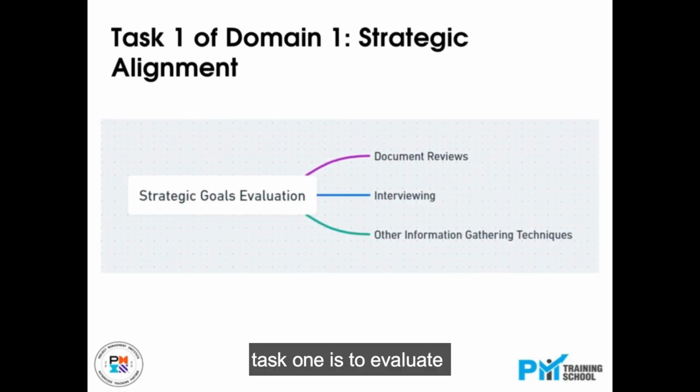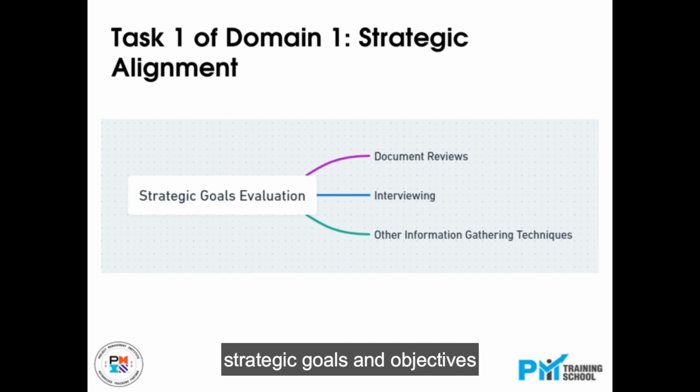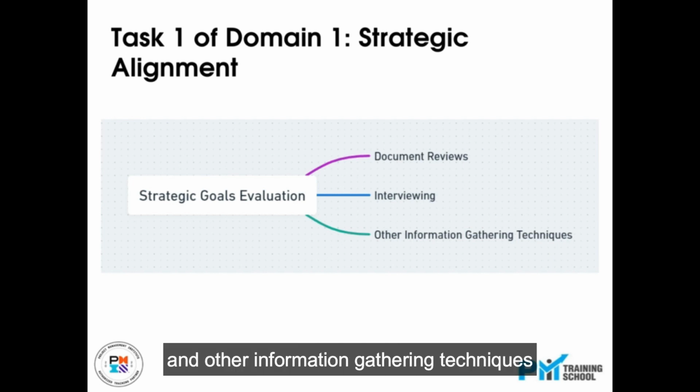Task 1 is to evaluate organizational strategic goals and objectives using document reviews, interviewing, and other information gathering techniques in order to understand the strategic priorities. This diagram outlines the 3 key techniques for evaluating organizational strategic goals and objectives: document reviews, interviewing, and other information gathering techniques.